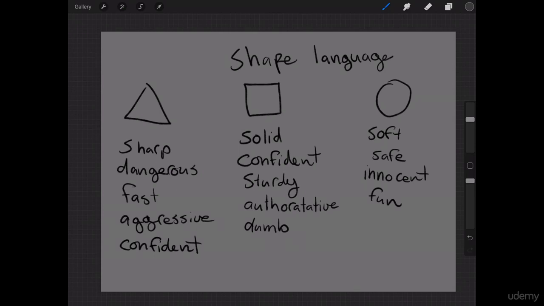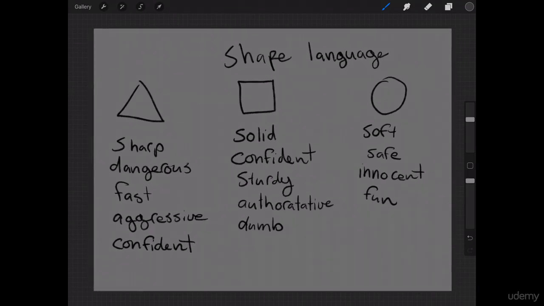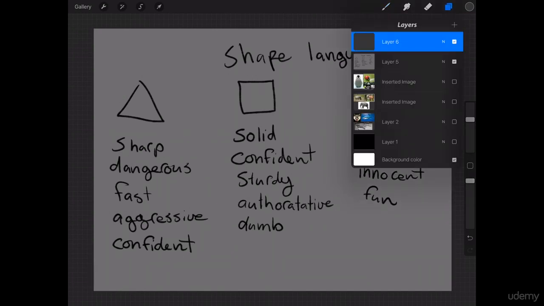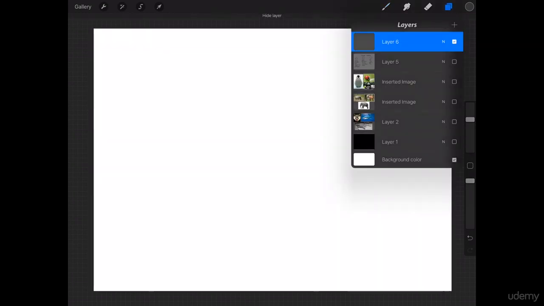And then the last one is circles. Circles tend to make us feel soft, safe, innocent, fun. You can also add to that list divine. Sometimes if you're trying to create a religious sort of feel or symbol or divine feeling, circles are used for that as well. And circles also tend to become the center of attention in a lot of things. That's where a lot of people tend to focus if there's a circle in your image. So let's go through and start looking at some of these.